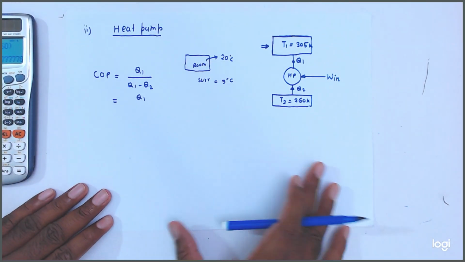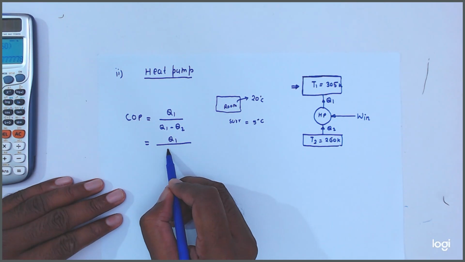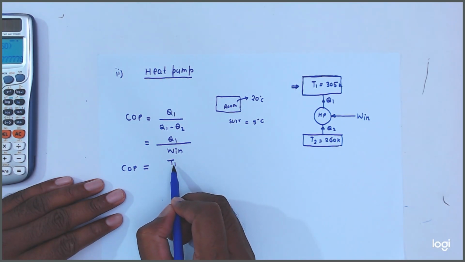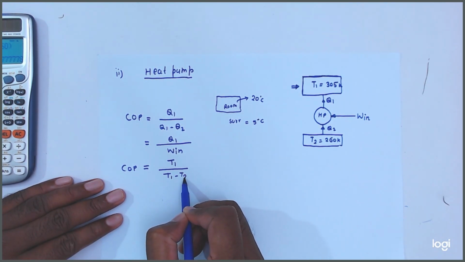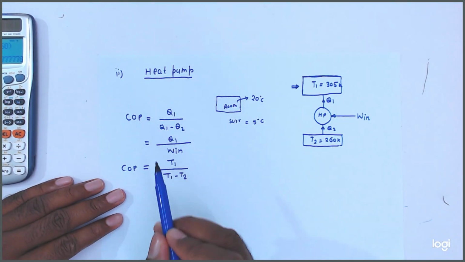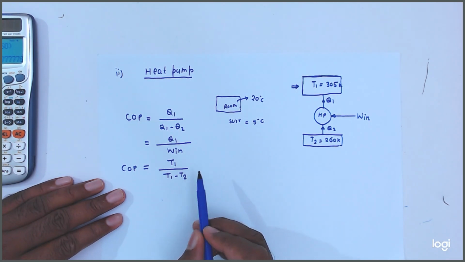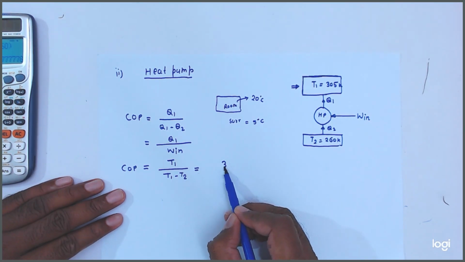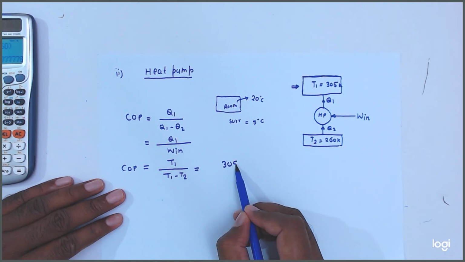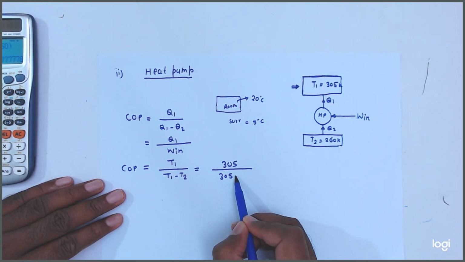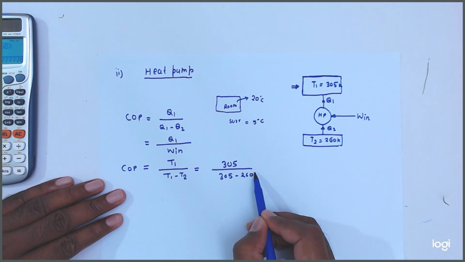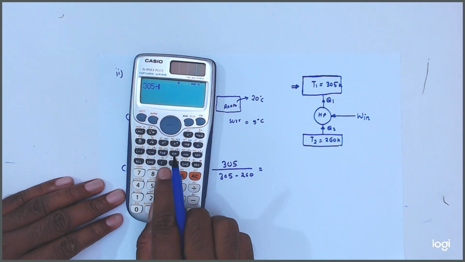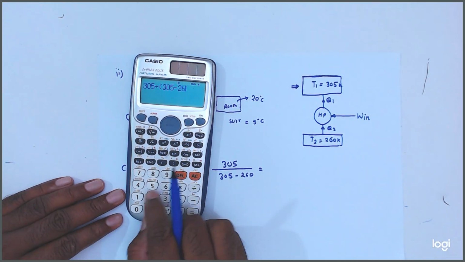Or friends, this Q1 divided by work input, or this COP equals the higher temperature T1 upon T1 minus T2. So in case of a heat pump, we are taking T1 upon T1 minus T2, which equals 305 divided by 305 minus 260.